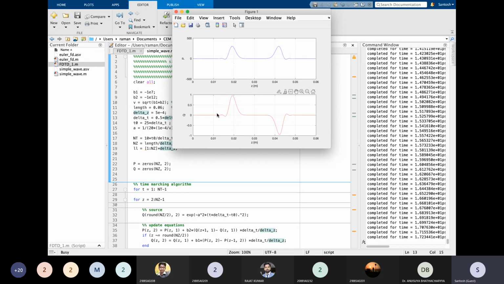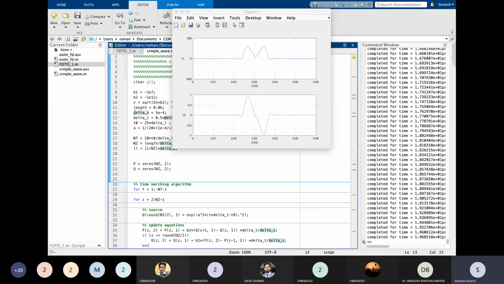That is different because it's a Gaussian, right? A Gaussian will have a lot of frequencies and each frequency should travel at the same velocity. But if you don't follow this kind of discretization condition, called the CFL, Courant-Friedrichs-Lewy condition, it will cause these kinds of dispersions which are artificial.